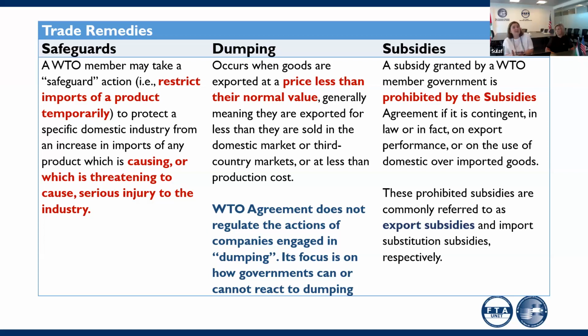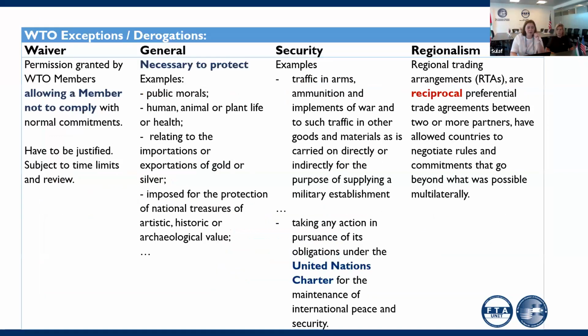But there are subsidies that are allowed. For example, if you want to support energy efficiency, you give a subsidy. Things like that are not actionable unless they cause serious harm. So that's a general overview on the trade remedies. They're very deep, very complicated, and require a lot of investigation and economic analysis. But it's important for you to understand what they are and how they work.